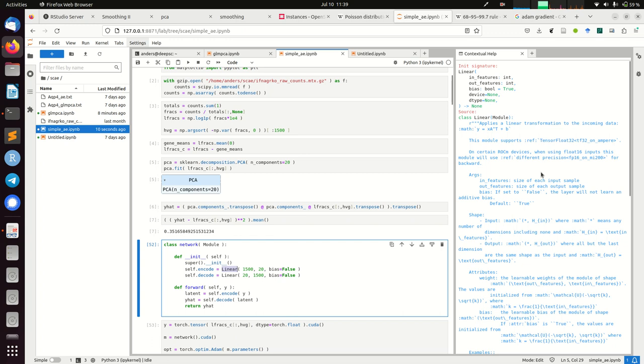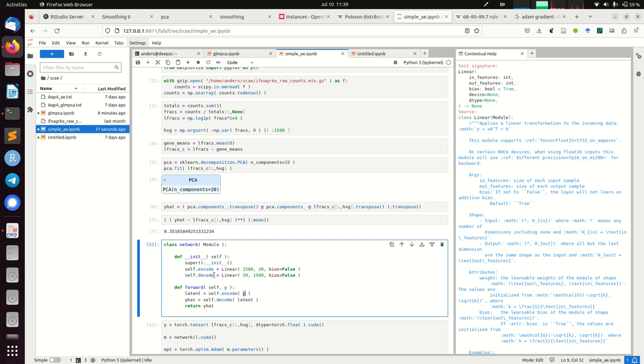And here in this forward function, I can now write encode y. So getting a data vector y, encode y will multiply this data vector from the right with this matrix. It will expect y to be a vector with 1500 components and will give out a vector of 20 components, which already tells you in this linear, the matrix is subtly transposed.